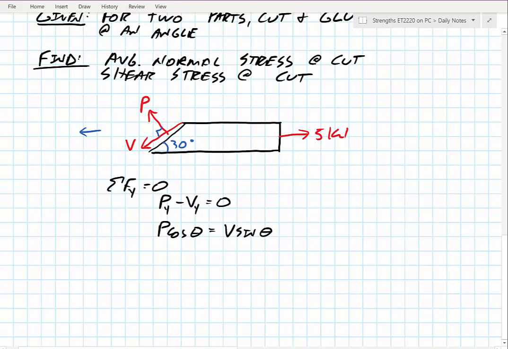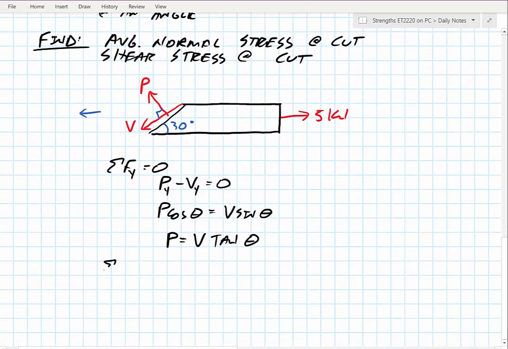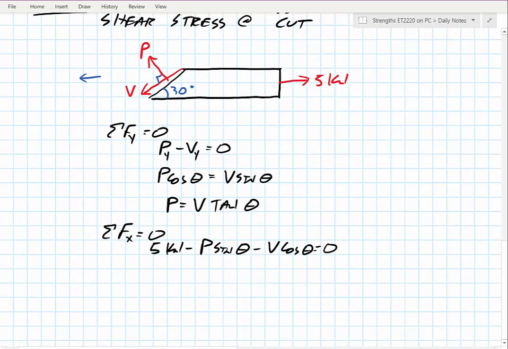If you're struggling with that, revisit your trig functions and map it out, and draw your triangles, whatever you need to do to convince yourself. So if I divide both sides by cosine, I end up with V sine over cosine, which is tangent, so I get P = V tangent theta. Same idea in the x direction. If we say the sum of the forces in the x direction equals 0, I have this 5 kilonewton force pulling to the right minus P sine theta minus V cosine theta is equal to 0. Basically we have two equations and two unknowns, P and V, so that's what I'm doing here.